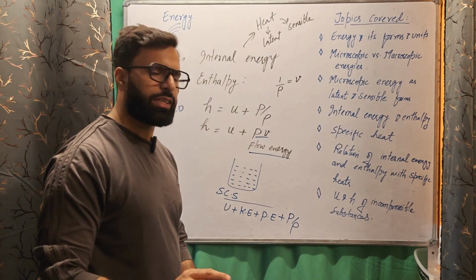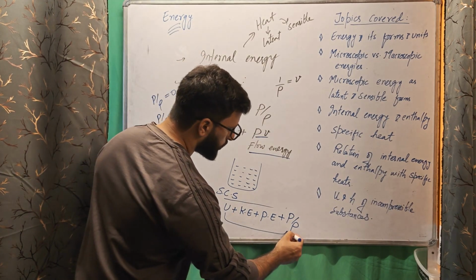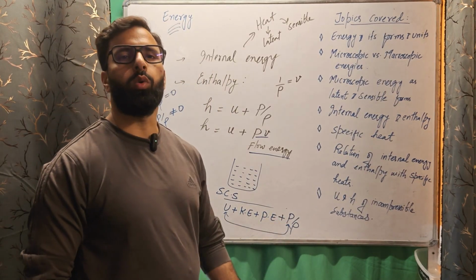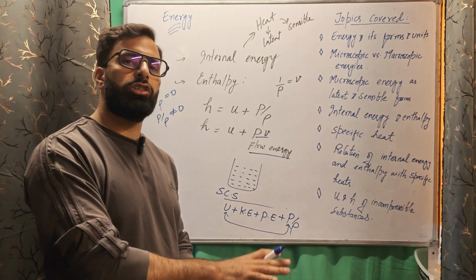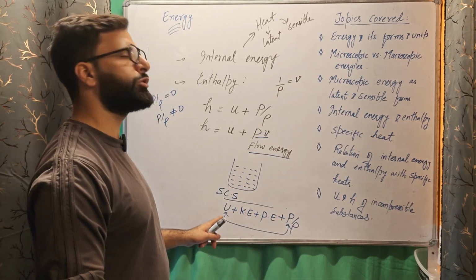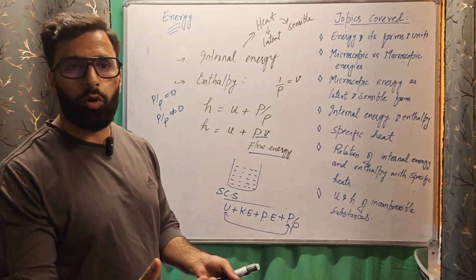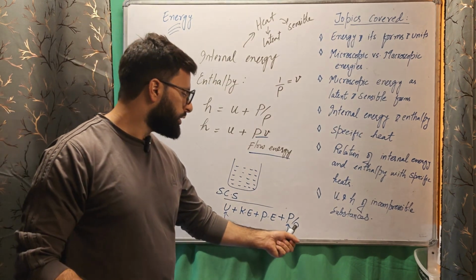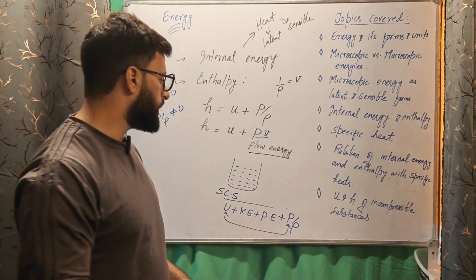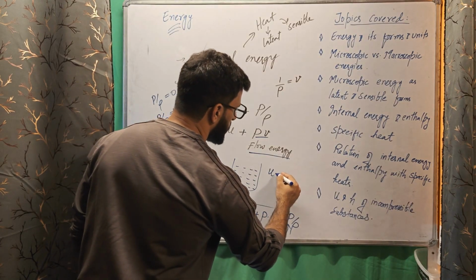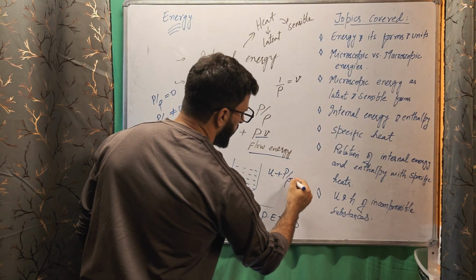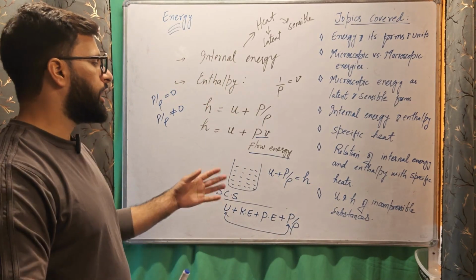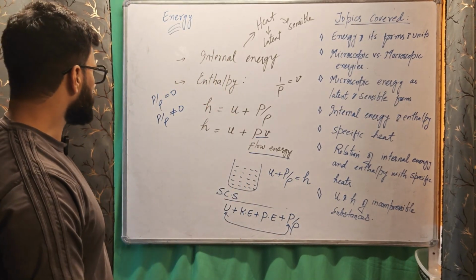For a flowing system these two energies are always together, because if a system is flowing, it always has P by rho, and whether a system is stationary or flowing, it always has U, because it is always composed of molecules, and those molecules are always in random motion. So internal energy and the flow energy will always be together. That is why they have been coupled together, U plus P by rho, and they have been given the name H, enthalpy. That's where this enthalpy term came from.